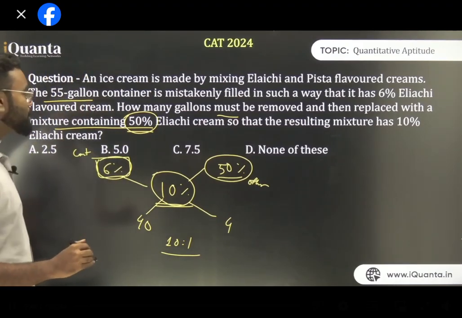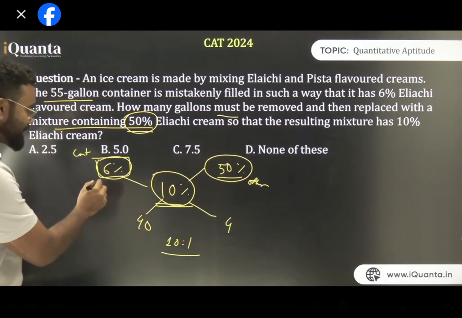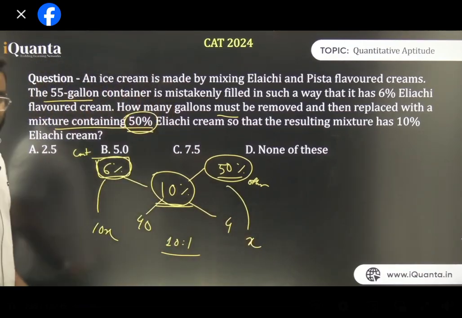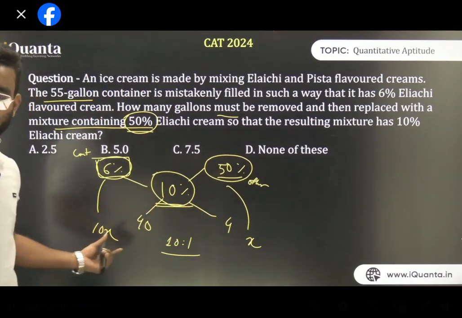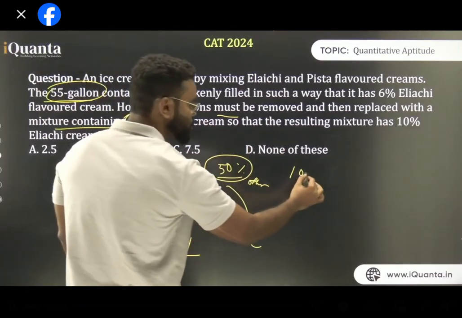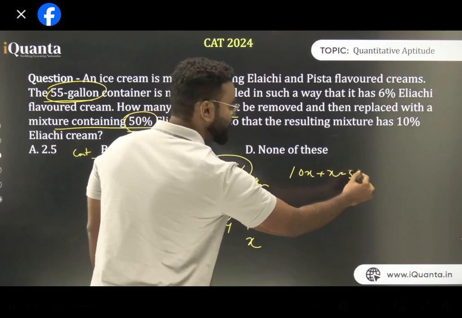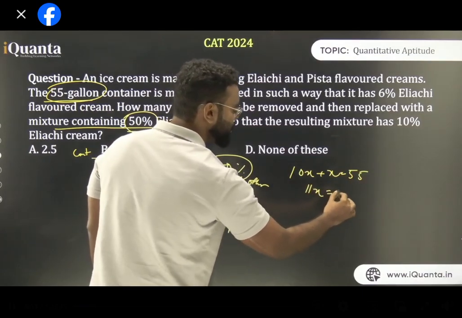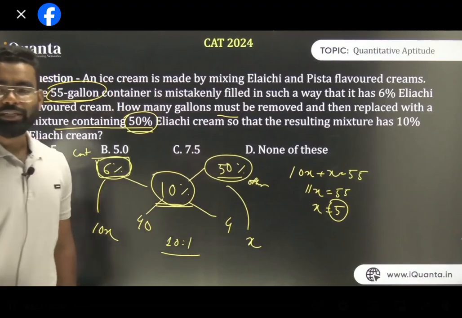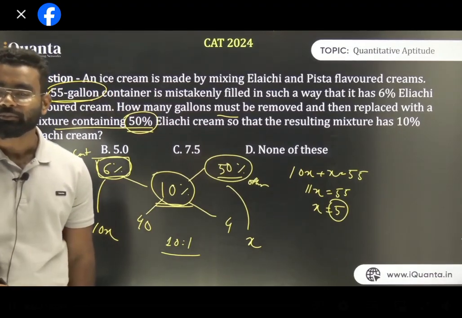If the ratio is 10:1, what is the total? If this portion is 10x, this portion has to be x, because the ratio is 10:1. Now the total has to be the entire container, that is 55 gallons. So 10x plus x is 55, so 11x is 55. What is x? x is 5. So you need to remove 5 gallons, then replace it with the 50% elaichi cream.